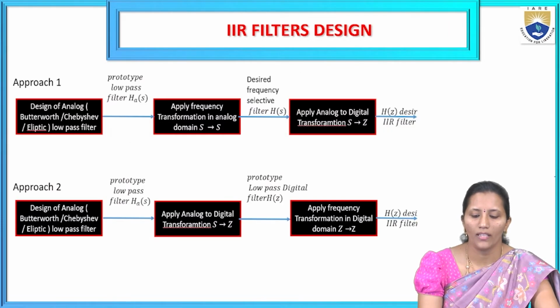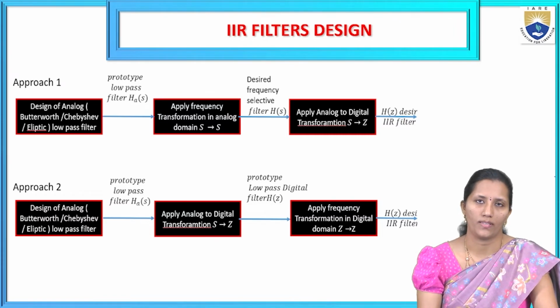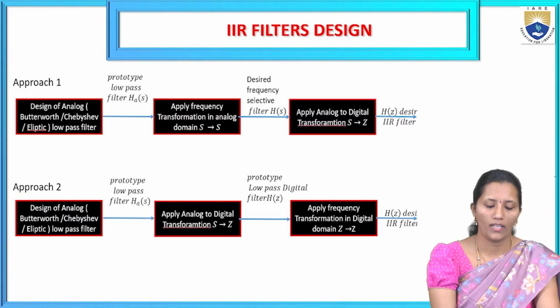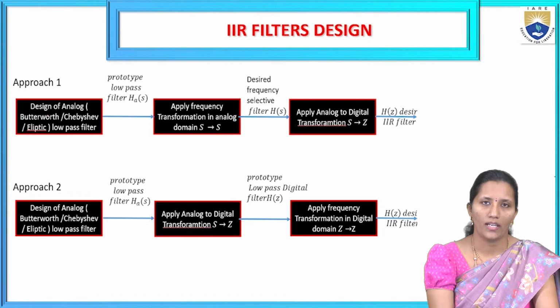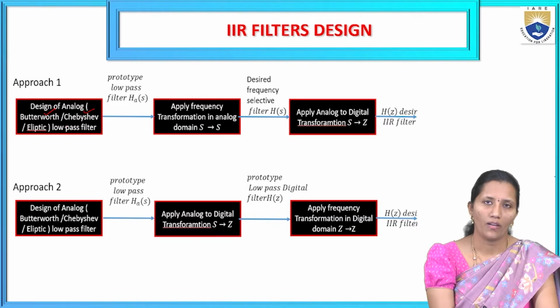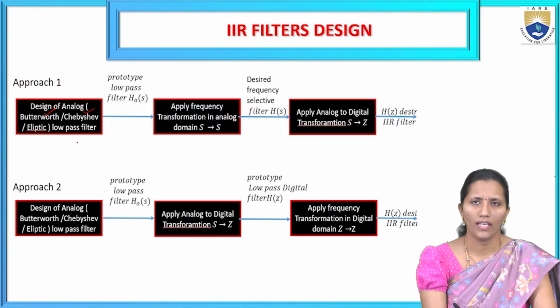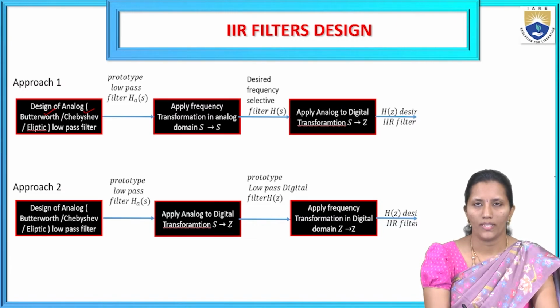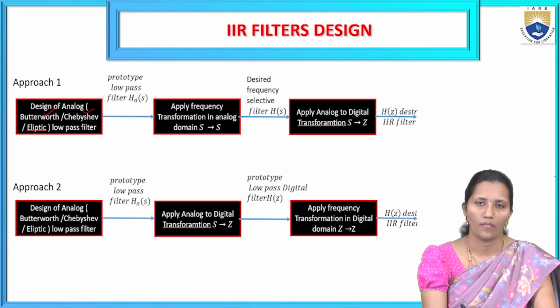So while designing the IIR filter, we have two approaches, approach 1 and approach 2. In approach 1, first we are designing the analog filter, that is Butterworth or Chebyshev or elliptic filter. In our syllabus in the third unit we have Butterworth and Chebyshev filters. So first we have to design the analog low pass filter prototype from the given specification. Then if you want to design any band pass filter, high pass filter or band reject filter, then how to design that IIR high pass filter, band pass filter and band stop filter.